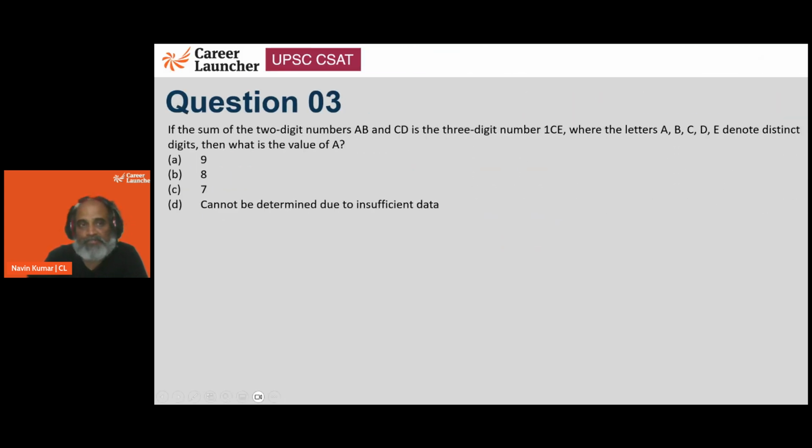Another question. If the sum of the two-digit numbers AB and CD is a three-digit number 1CE, where the letters A, B, C, D, and E denote distinct digits, then what is the value of A? So we have AB plus CD, that results in 1CE. What we see over here is we do not know what B plus D is, right?